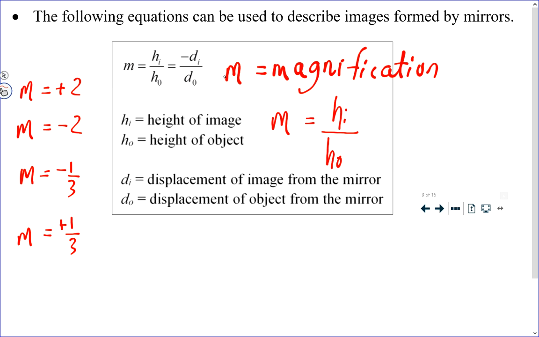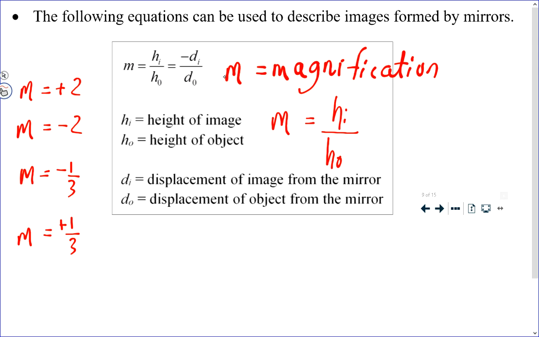However, if I told you that the magnification was positive 2, that's a positive magnification. That would be a virtual image, because positive is indicating that the height is in the same orientation for the image as it is for the object. Now, the number itself in the magnification tells you how big or small the object is.